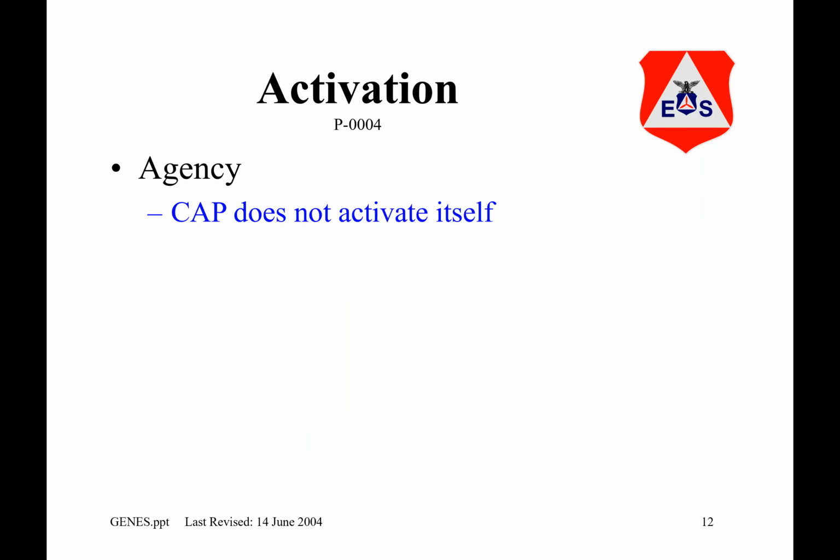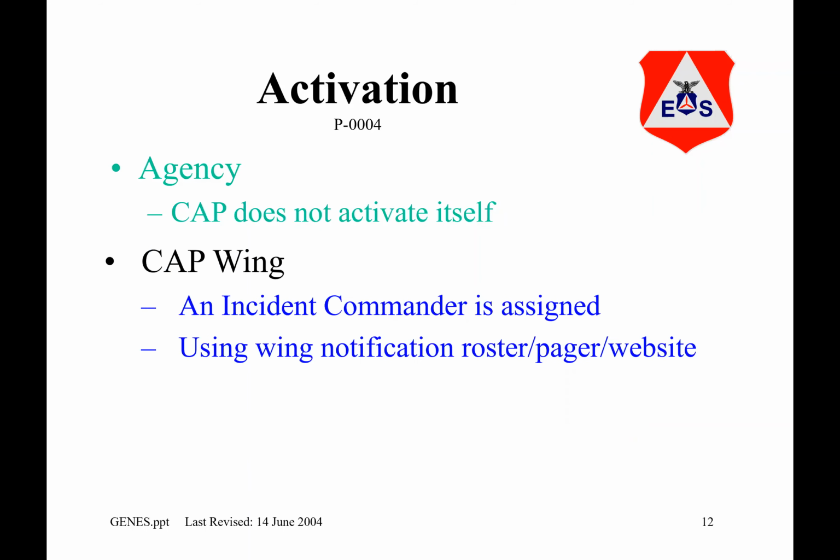This is key. Remember I said we can't just show up at a car accident or whatever and say, we're here to help, I'm from Civil Air Patrol. We don't activate ourselves. However, there are a few exceptions to that. In the CAP wing, an incident commander is assigned when we are activated, and we go through the wing notification roster, pager, website, whatever the wing has designated as their activation method. Your unit should have an activation plan.